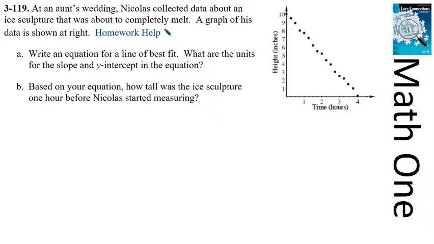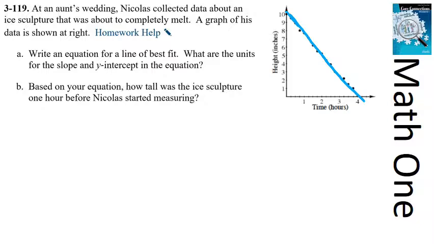As time increases, the height of the sculpture is decreasing. Question A asks us to write an equation for the line of best fit. I don't know exactly where the best fitting line is, but it's somewhere certainly in this region. Quite a few of the points are exactly on that line. Some are above, some are below. But in general, that's a line attempting to state what's happening overall with this pattern.